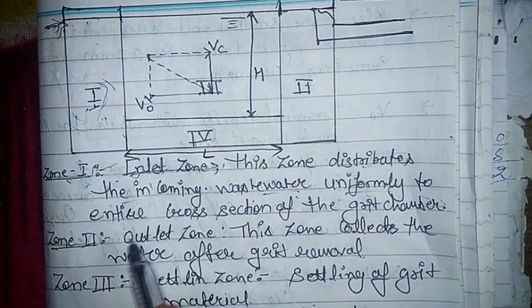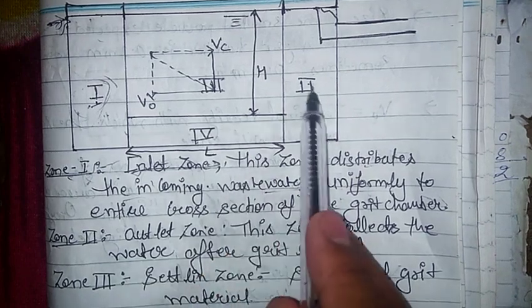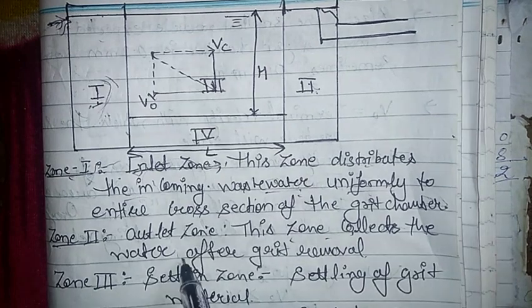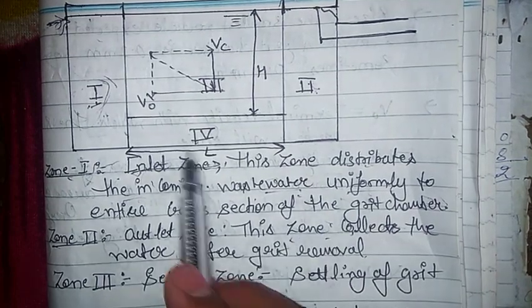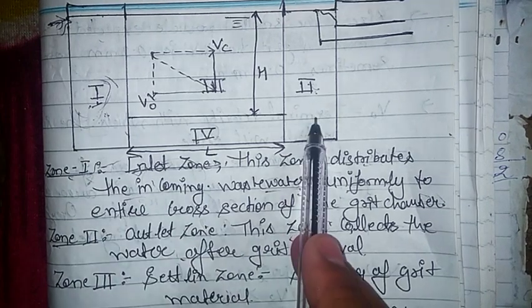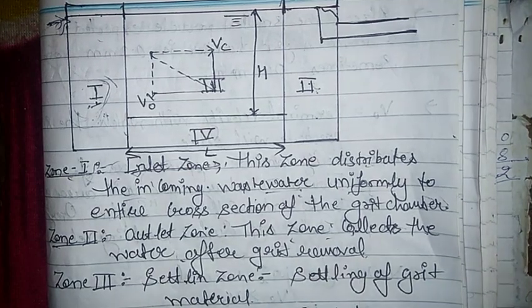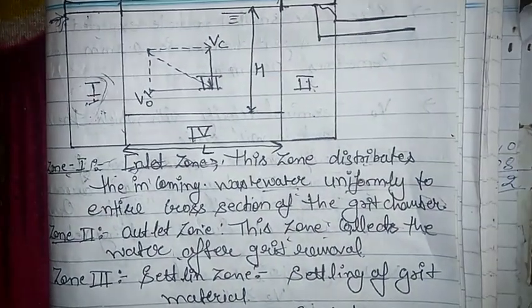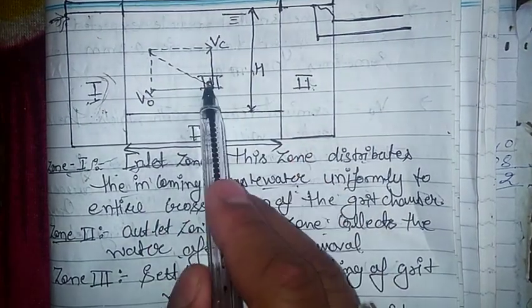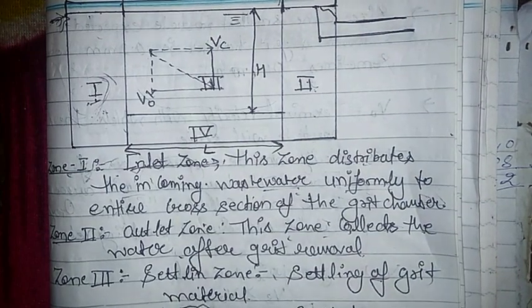Now the second zone is your outlet zone. So this is the second zone. This zone collects the water after grit removal. So in the first zone we distribute the water, and in the second zone the water is collected after the grit removal. Now the third zone is called the settling zone. This is the third zone, the middle one. In the settling zone, the settling of grit material takes place.